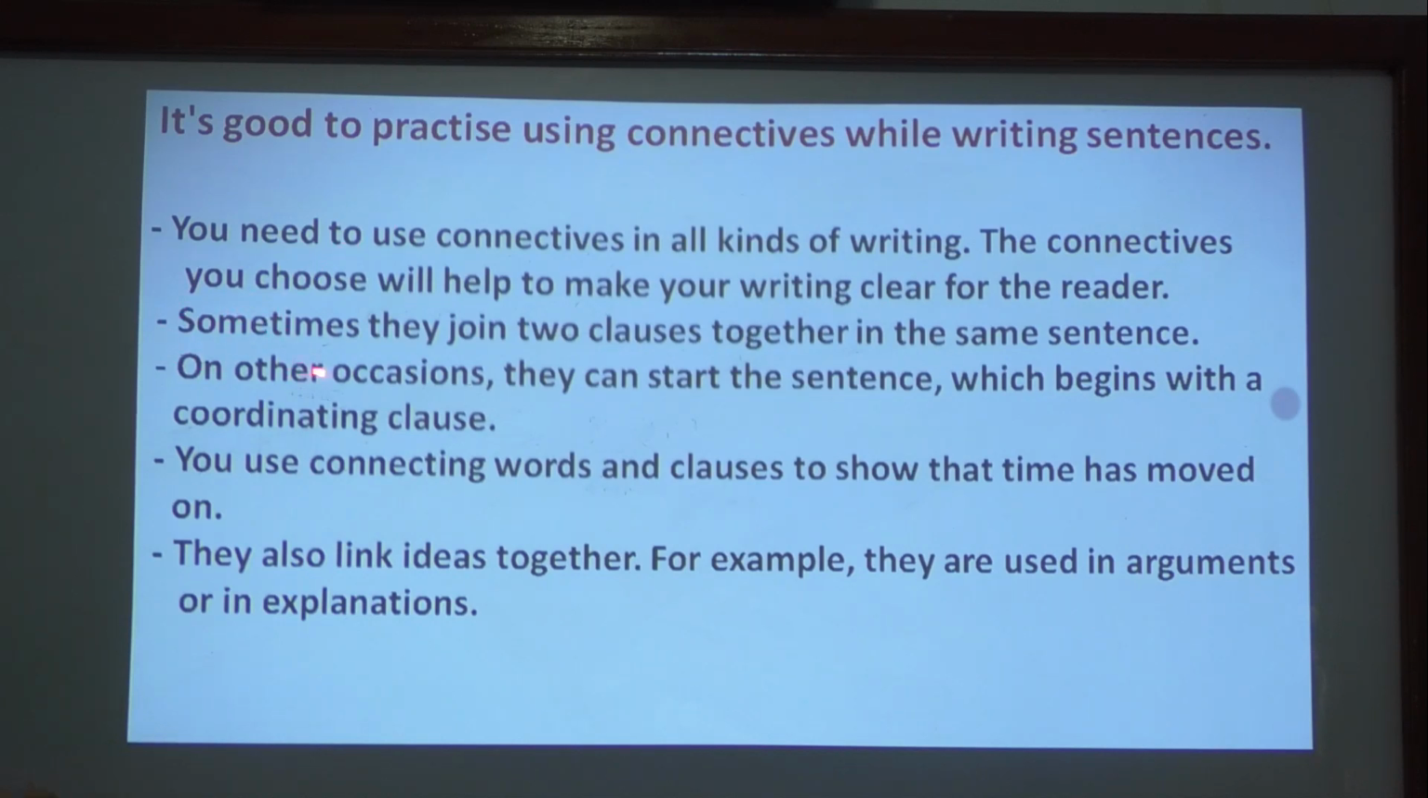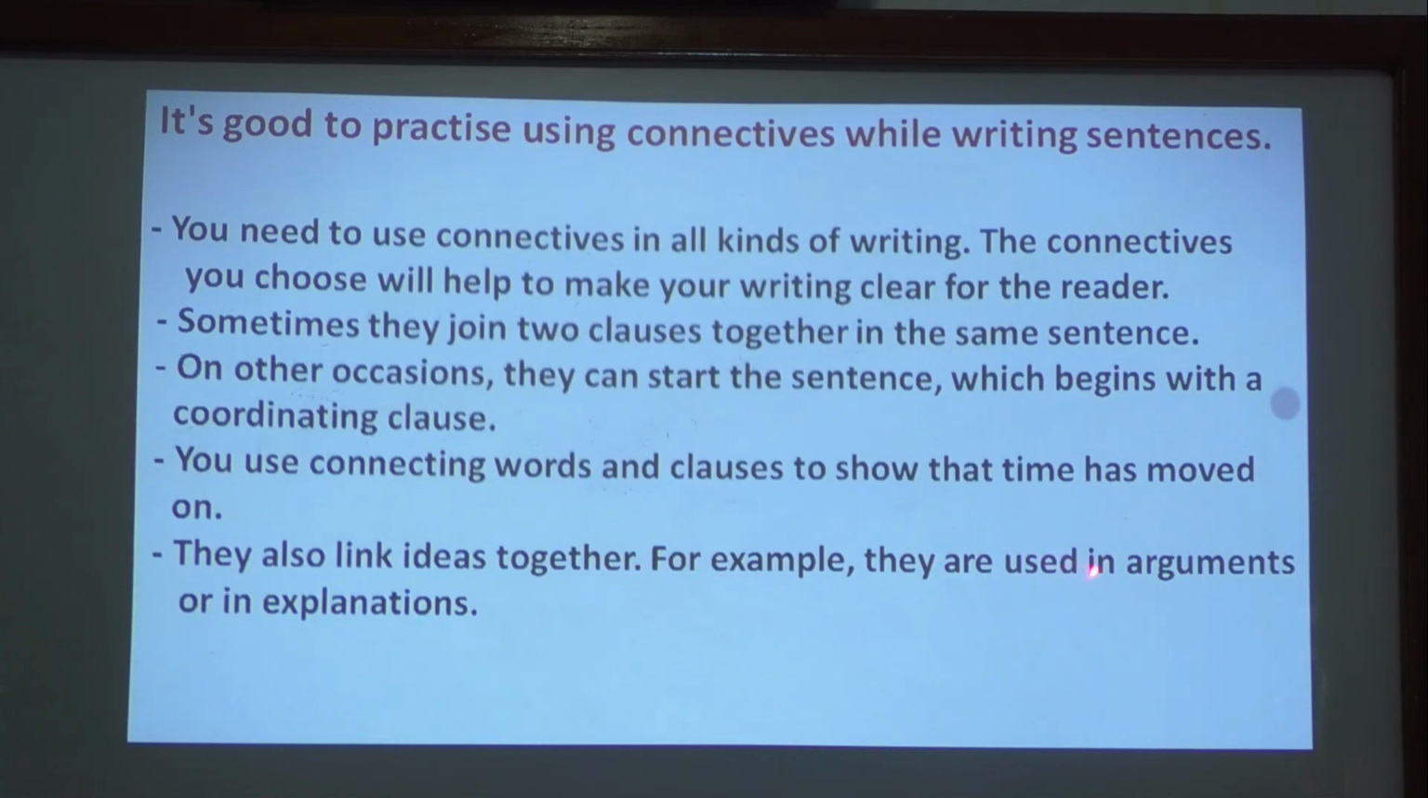Sometimes they join two clauses together in the same sentence. And on other occasions, they can start a sentence, which begins with a coordinating clause. I have given a few examples before. And another, you use connecting words and clauses to show that time has moved on. Here it shows that there are even time connectives also. We'll discuss them. And they also link ideas together. Connectives create linkage between different ideas.